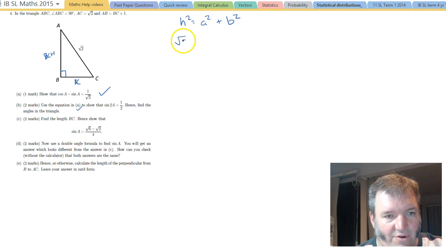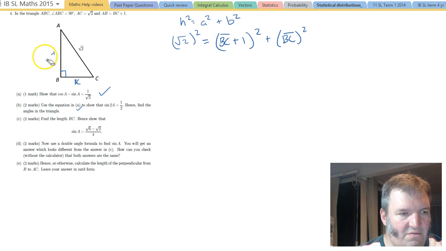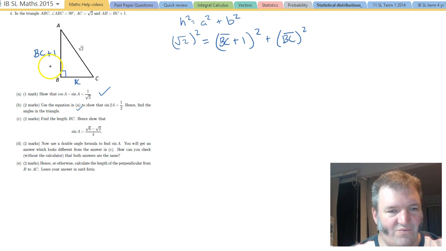So I will have the hypotenuse, root 2 squared, equals BC plus 1 squared plus BC squared. Now you can use X instead of BC if you want to. I don't want to have to redefine a variable basically, so I'm just going to go with what they gave us. That was really annoying me that it looked so bad. Let's make it look at least reasonable.